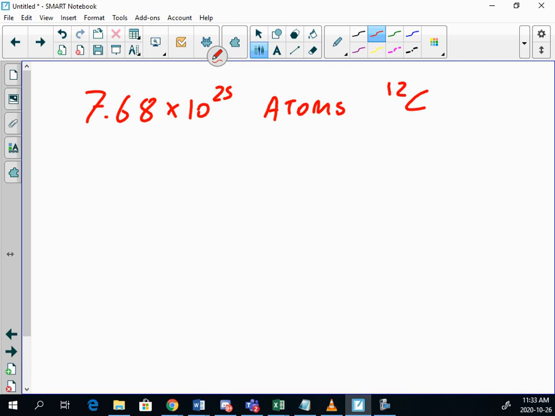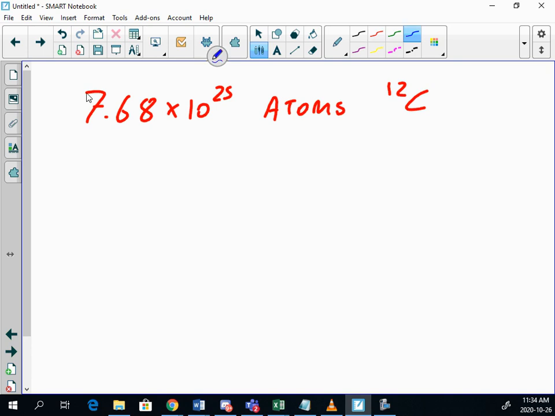So we're talking about a big block of carbon here. Think a big block of coal, or a big piece of graphite, or even a big diamond. If I make that lump of coal, or that diamond, out of 7.68 times 10 to the 25th carbon-12 atoms, I want to know what the mass of that lump is. So how am I going to do this?